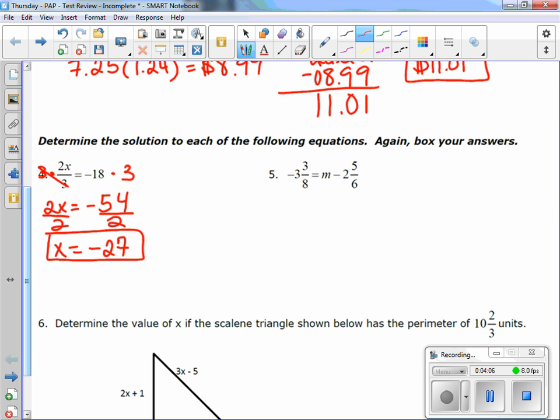Please check all of these answers in your calculator to ensure that you've done them correctly. On this one, we have a number equals m minus another number. So to get rid of minus, I add.